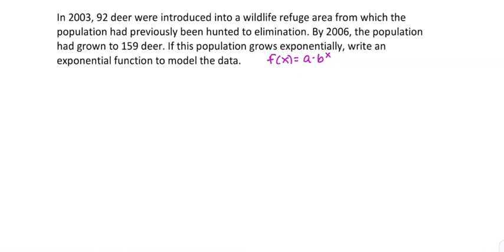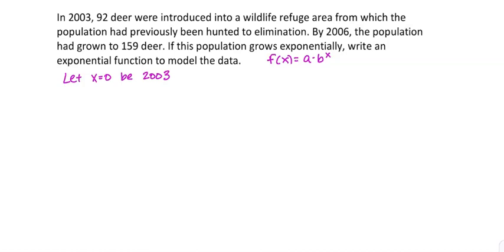So since we're given some times in terms of years, I'm going to let x equals 0 be the year 2003. So I'm going to determine how we're measuring this time. So then my input will be the year and my output will be the number of deer.